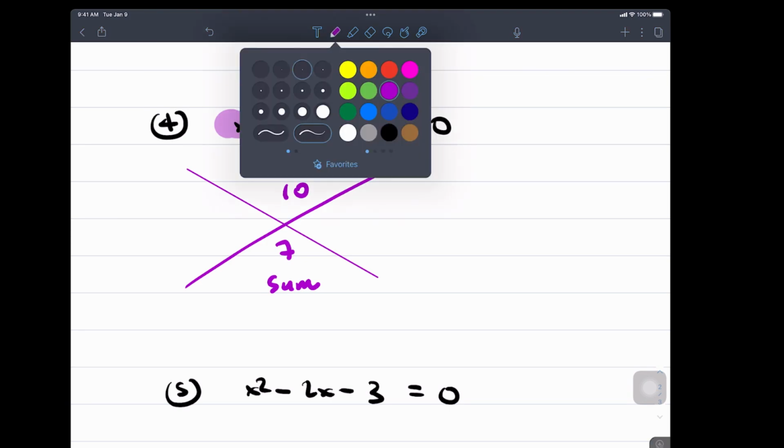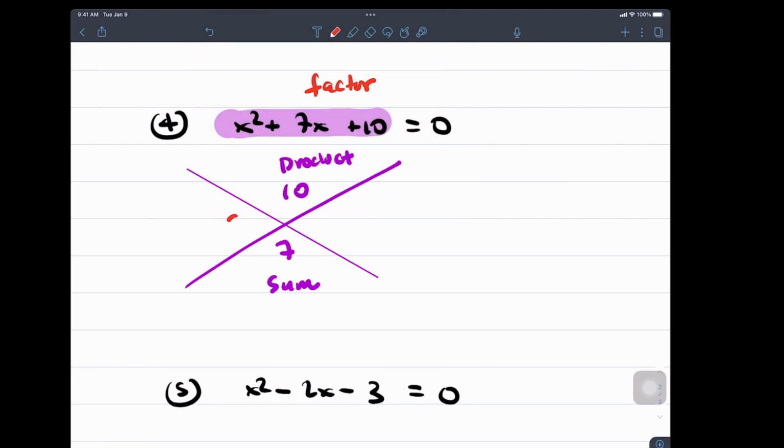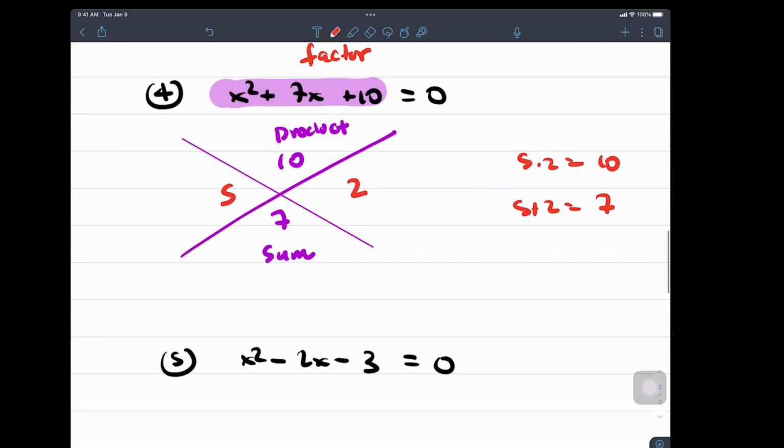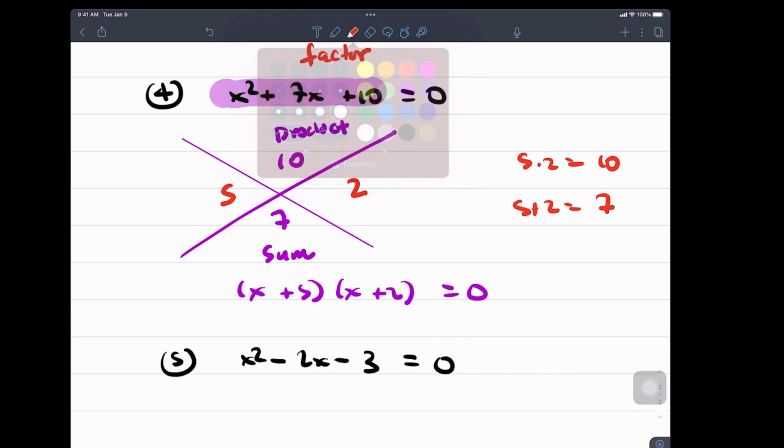What's that going to be? Is it 5 and 2? I don't know. What's 5 times 2? Is that 10? Then what's 5 plus 2? 7. So now you say we have what? x plus 5 times x plus 2 equals 0. This is the factoring portion. Remember those numbers always go right here? Do you guys remember that?